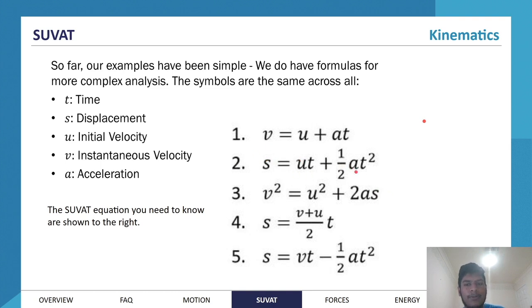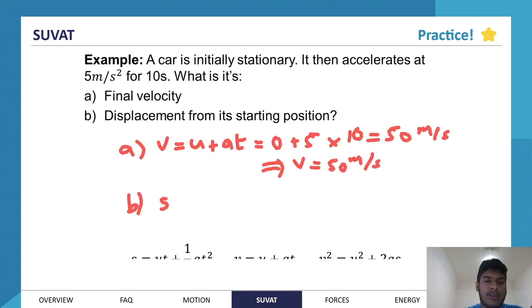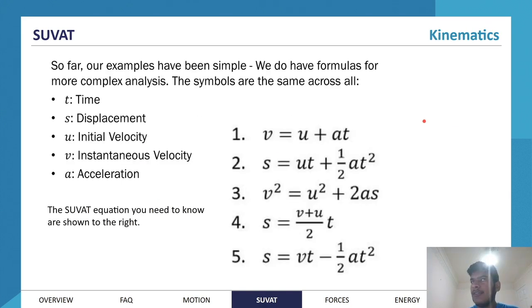We can say ut plus half at squared. And just a side note, you can actually derive these equations using calculus, just by the definition of acceleration, velocity, and displacement, and assuming that the acceleration is constant. That's also a big note for these questions. Acceleration has to be constant for these equations to apply, otherwise you're going to have to use calculus, which the syllabus doesn't require. In cases where the acceleration is not constant, these equations don't actually apply.